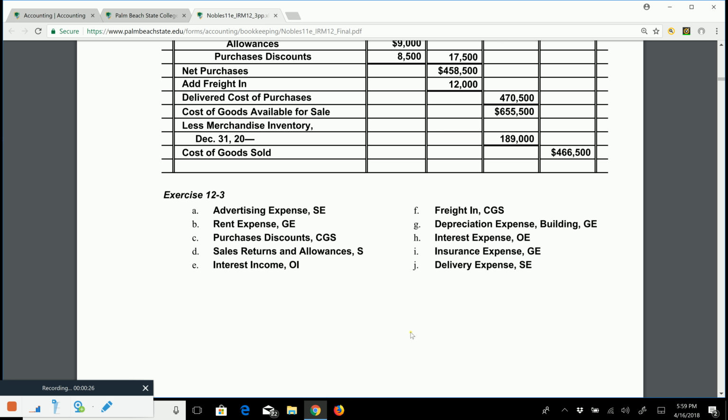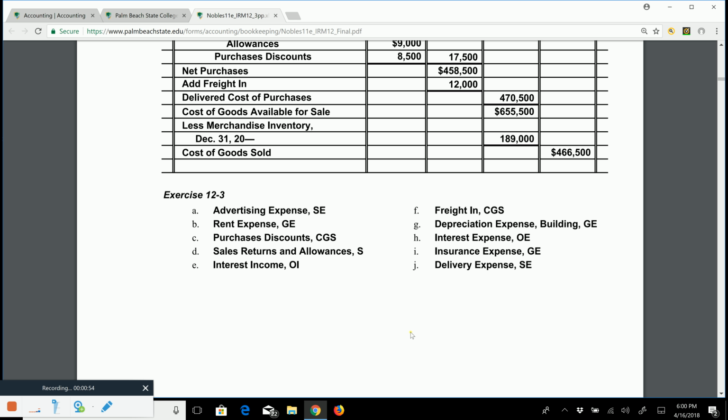There's really no number crunching here, at least for the first couple of exercises that were assigned for homework. What we're going to see here is we have a list of items that are accounts that belong on the income statement. In this chapter, what we have done is we've actually broadened the different categories of the income statement. And you can see that on page 536 in your text.